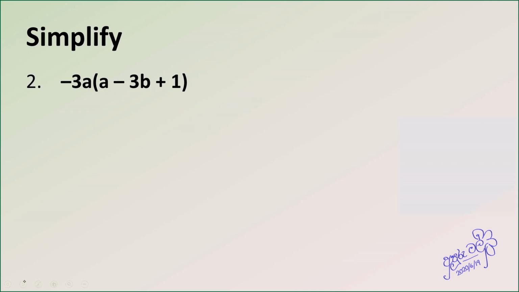Question number 2. Minus 3a multiplied by a minus 3b plus 1. I'm going to rewrite it again. Minus 3a. So I write it like this, and then in the big parentheses we have a plus of minus 3b, plus of 1. We can write it like this. So then it's easy to perform our multiplication. This step is not necessary if you can do it by your head, but I wrote it.